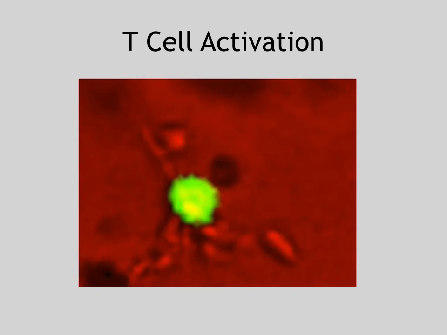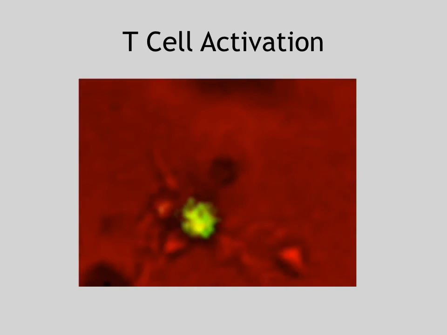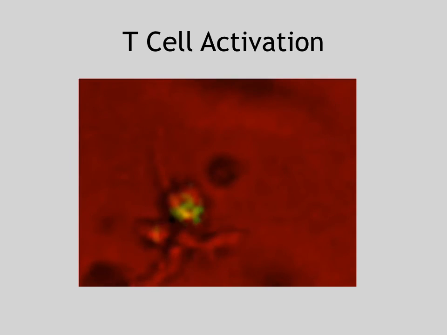Eventually, the T cell loses interest. While it is still contacting the dendritic cell, you can see the fluorescence start to fade. The T cell then migrates away from the dendritic cell.